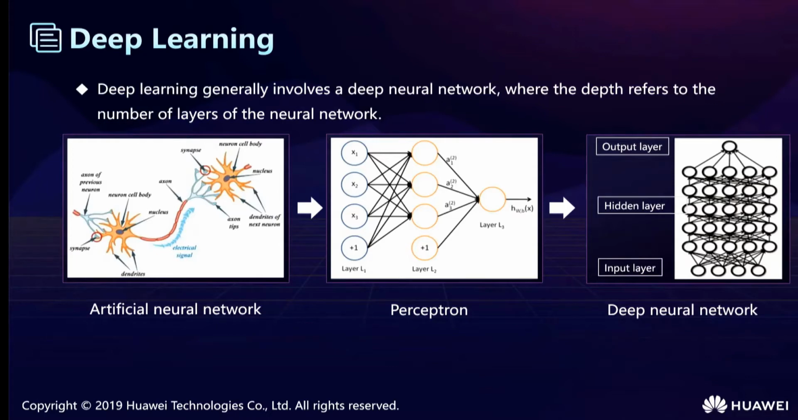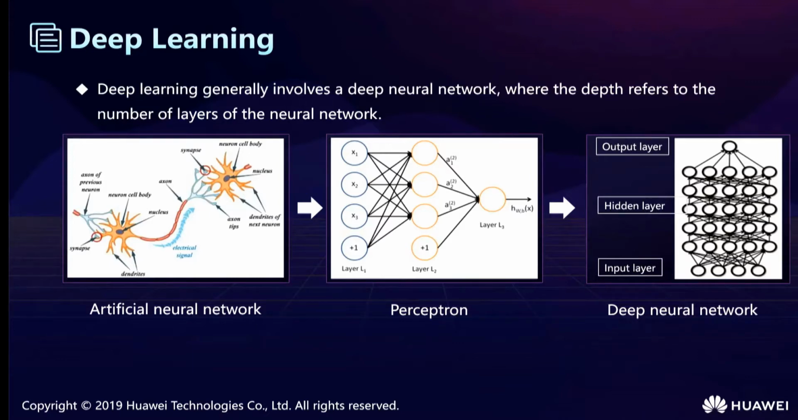So we can define artificial neural networks like this. It is a network composed of artificial neurons, and it abstracts and simplifies the human brain based on its microscopic structure and functions. This is an important way to simulate human intelligence and reflects some basic features of human brain functions. Deep learning generally involves deep neural networks, where the depth refers to the number of layers of the neural network in the design and application of the artificial neural network.